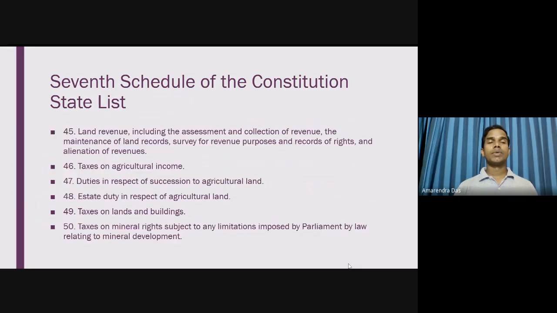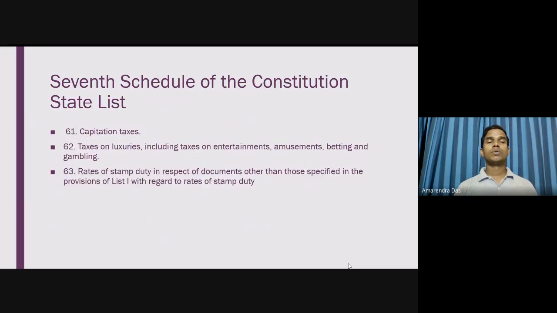So remember, in the Seventh Schedule, in the State List, entries starting from 45 to 63 basically enlist the revenue raising capacity of the states, or we can say the sources of revenue for the state government, or the taxes, both direct and indirect taxes, that can be collected by the state government.